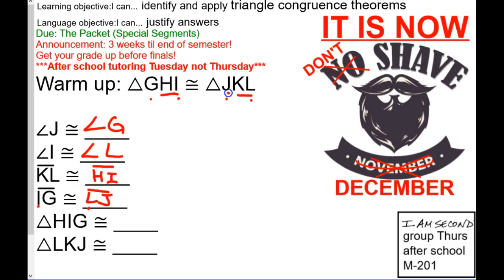Well, anyways, HIG. So HIG matches with what? KLJ. All right, so since it has a triangle, I'm going to write triangle KLJ. Except spell it right. And then LKJ matches with what? Okay, LKJ, IHG. Triangle IHG. So again, this is stuff you did on yesterday's assignment, which you need to make sure you've turned in as soon as you can.